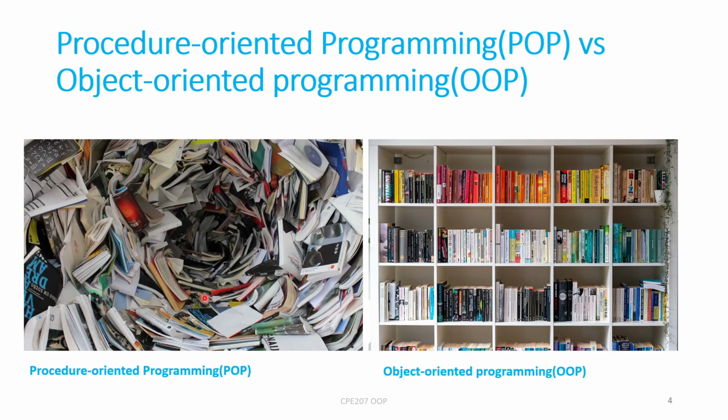If we want to illustrate the POP and OOP, we can simply say that on the left-hand side, it's a POP approach. Everything is there, but it's really hard to find them because there will be so many methods, so many variables. On the other hand, in the OOP approach, everything is categorized and it is easy to see the problems, easy to see the code, easy to modify it, easy to find it.